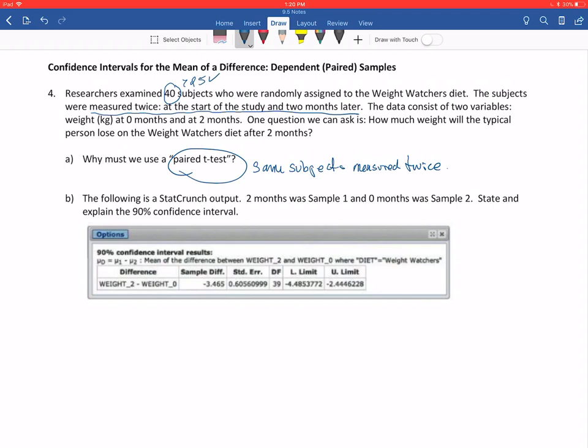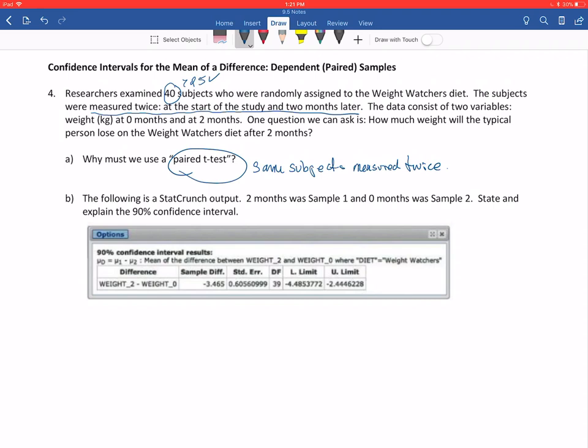It says then the data consisted of two variables, their weight at 0 months and then their weight at 2 months. One question we can ask is how much weight will the typical person lose on a Weight Watchers diet after 2 months? So we actually have checked off that this is going to work, it's going to hit the criteria. We know why we need to use a paired test. I'm not going to run the paired test. We're actually just looking at what the StatCrunch would spit out when you run that on this one. So in this case, sample 1 was the 2 months and sample 2 was the 0 months.